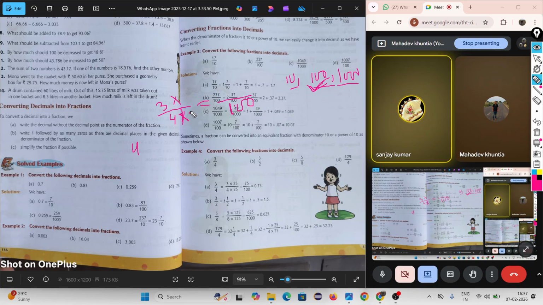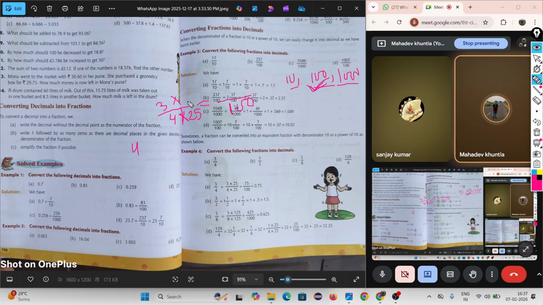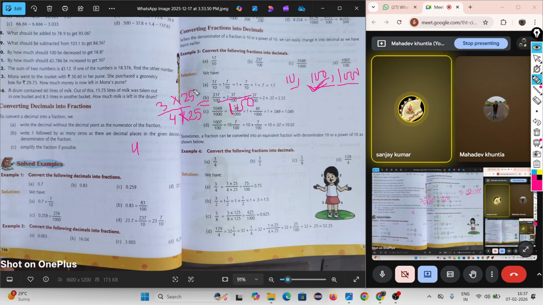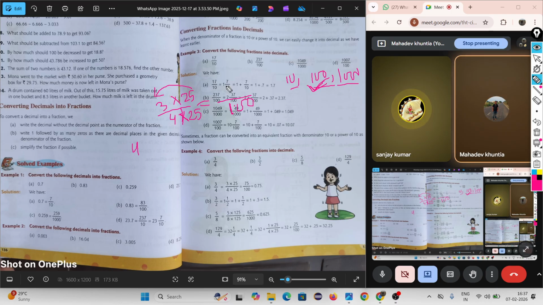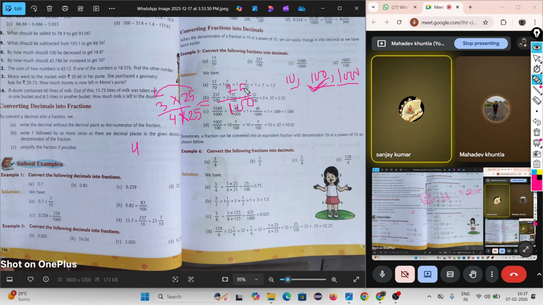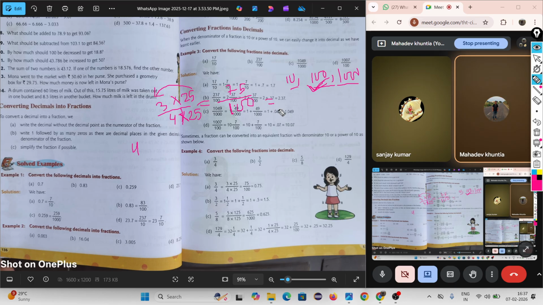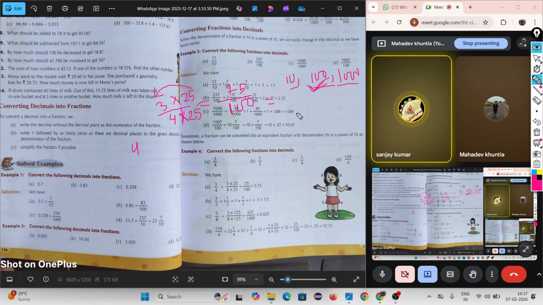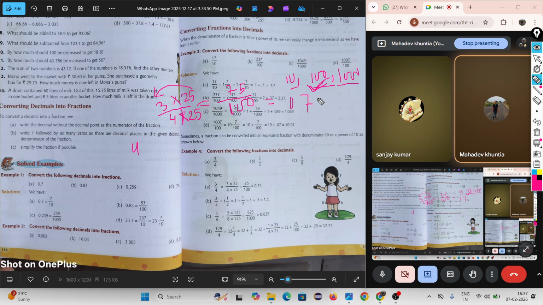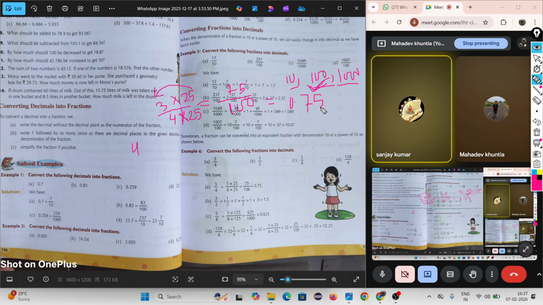25. And you know the rule, if you multiply some number in the denominator, we should multiply that number in the numerator. 25 into 3, how much? 75. Now you know how to convert 75 upon 100 into decimal: 0.75.